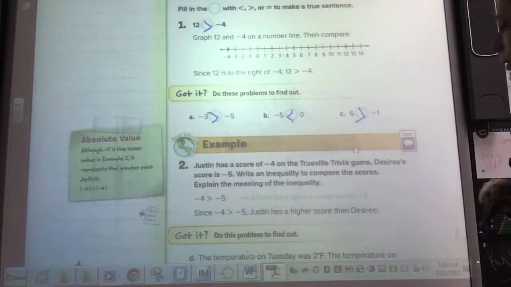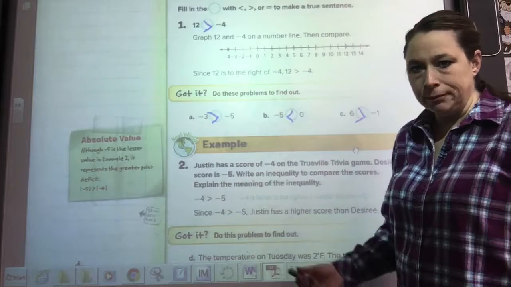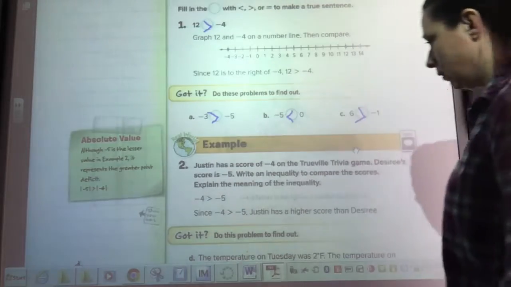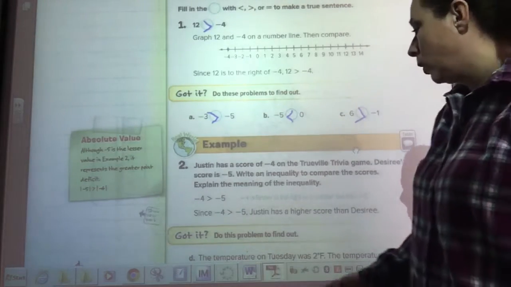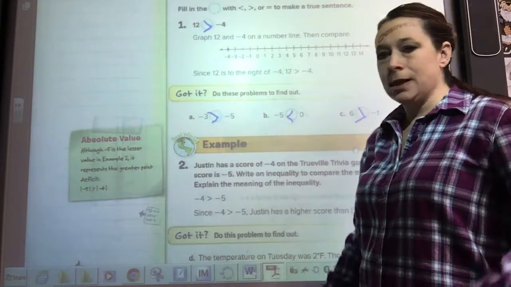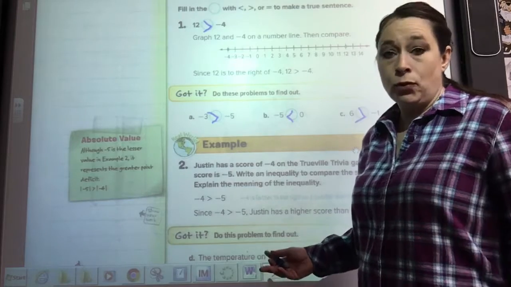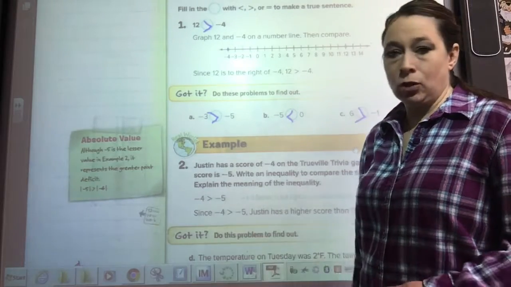All right, down below, Justin has scored a score of -4 on a Trueville trivia game. Desiree scores -5. Write an inequality to compare the scores. An inequality is just a statement. I don't know why they have to use big words to say write a statement, but they do. I think they just like to confuse us. So what they wrote was -4 is greater than -5. Because again, would you rather owe $4 or owe $5? You'd rather owe 4. So -4 is going to be your greater number.